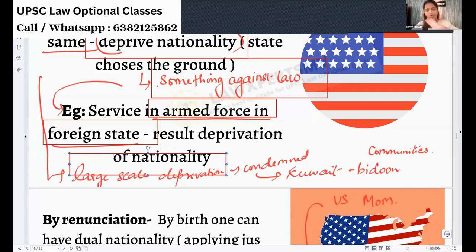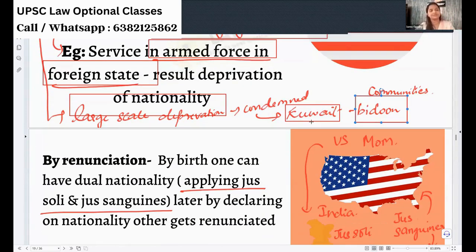And it is condemned all over the world, and it is just a condemnation. Okay, we have a person who is talking against it. That's it. But it is happening in Kuwait. Communities belonging to Bidoon people are, at a large scale, stripped of their citizenship from Kuwait. Okay, these are all current happenings which you can link for your current affairs.